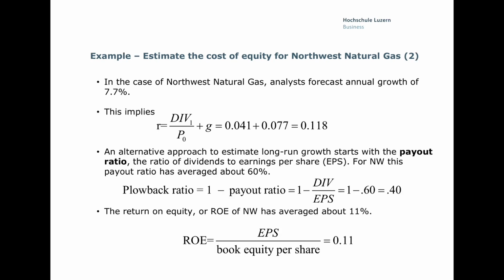An alternative approach to estimate long-run growth rates is related to the payout ratio, defined as the ratio of dividends to earnings per share. For Northwest, this payout ratio has averaged about 60%, which means that 40% is retained in the company. This is called the plowback ratio. Moreover, assume that Northwest's return on equity, ROE, has averaged about 11%. The ROE is defined as earnings per share divided by book equity per share.